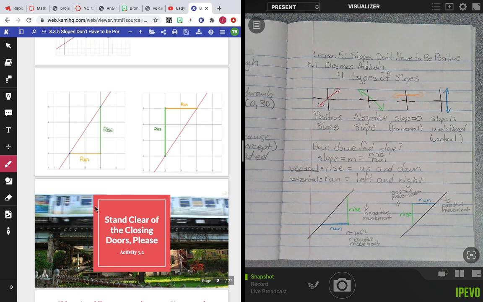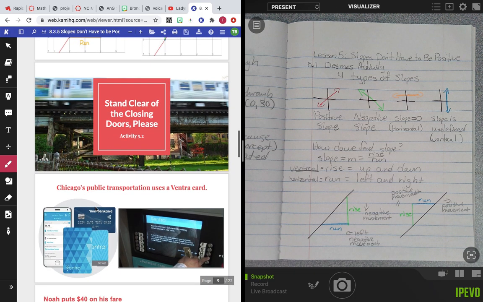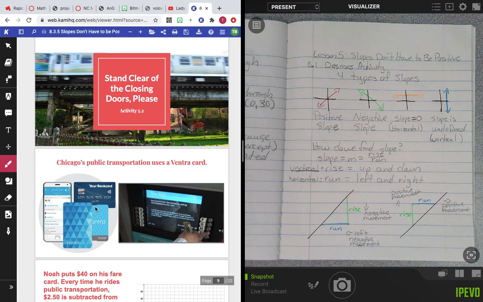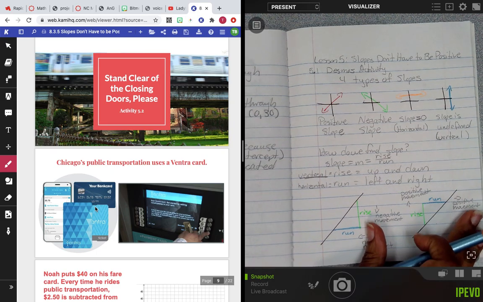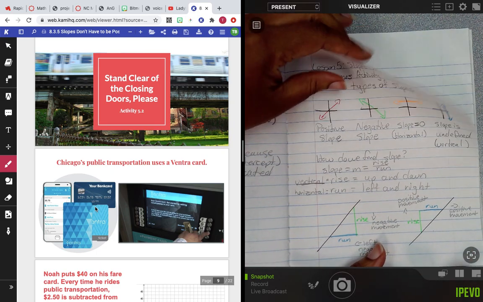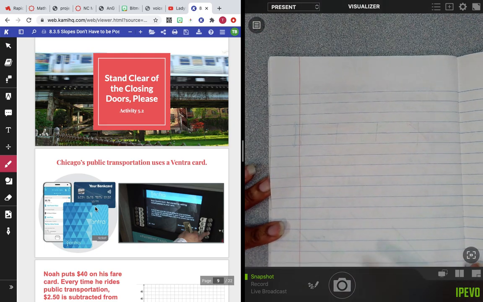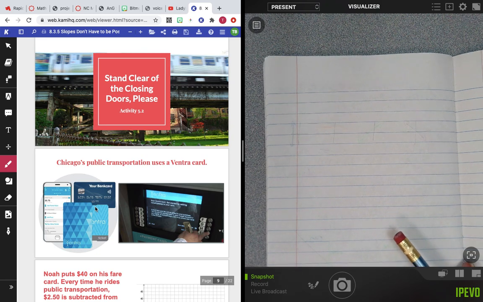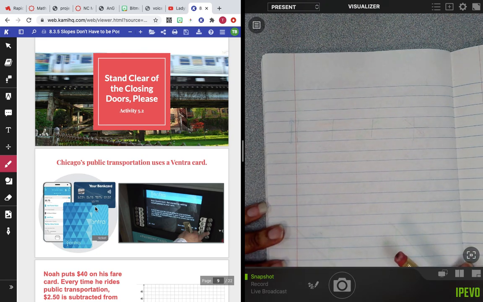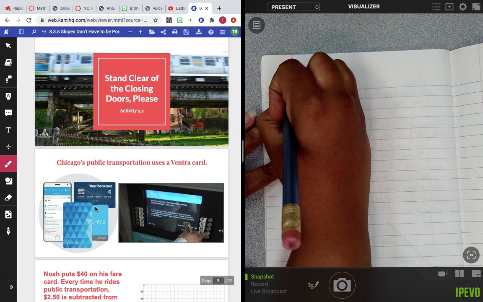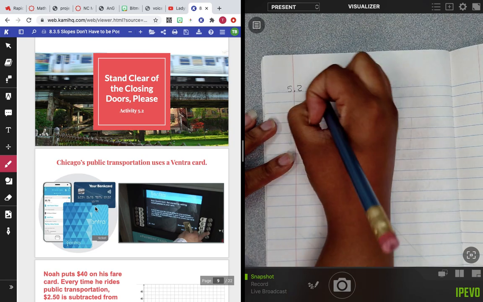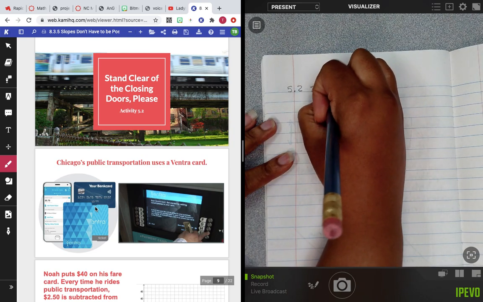All right. So for our next activity, we're doing the activity called Stand Clear of the Closing Door, Please. I know that kind of sounds weird, stand clear of the closing door. There's no doors closing around here. But as you can see, it is referring to what the activity is actually talking about. So 5.2, our next activity, stand clear.